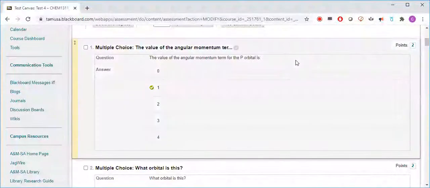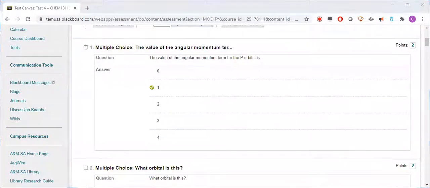In this video, we're going to go over test 4. So our first question is angular momentum. And if you remember, angular momentum is L. And so for P, L equals 1.